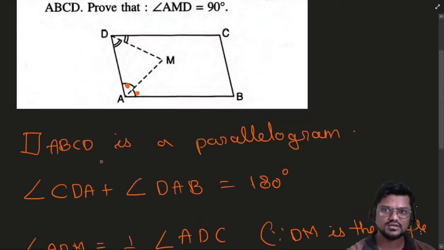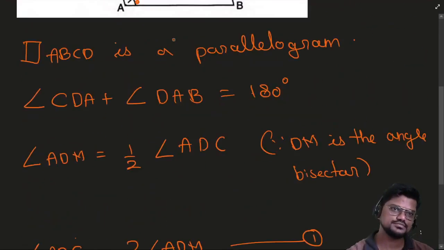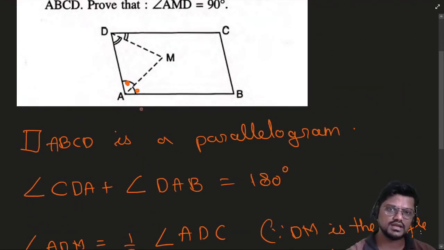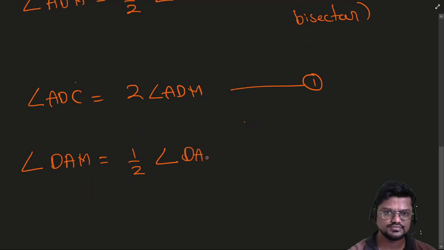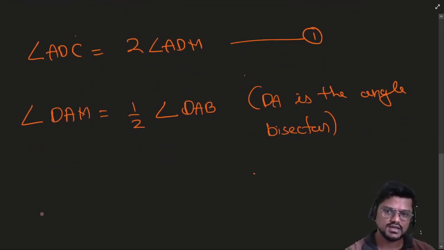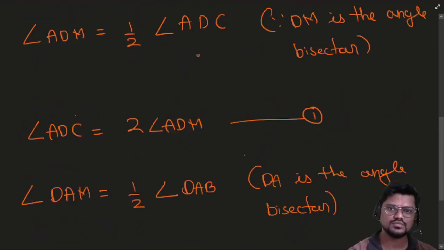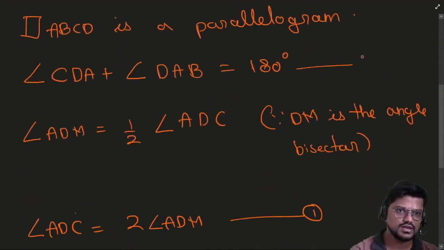Also, angle DAM will be equal to half of angle DAB, because again AM is the angle bisector. Clear? So can I say that angle DAB will be equal to twice of angle DAM? Let's say this is 2. Also this is there. Let's say this is 3.